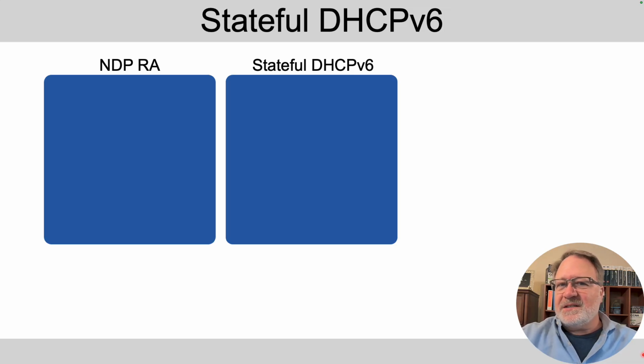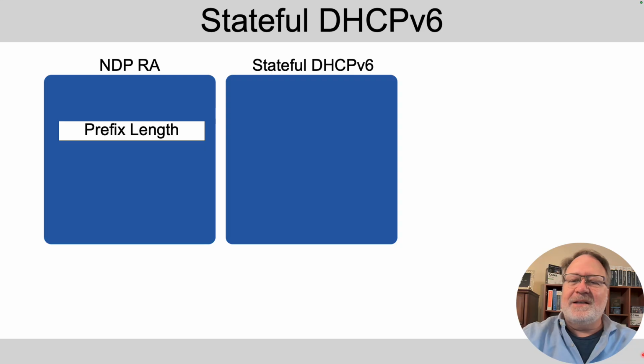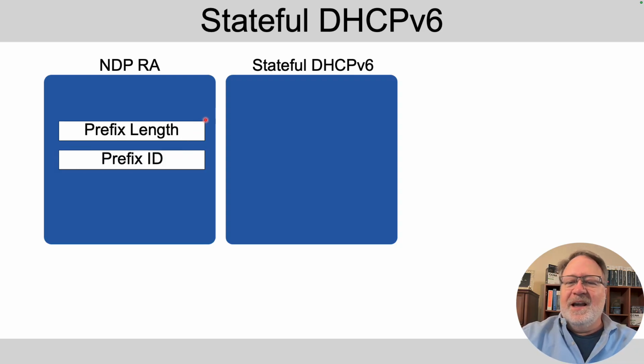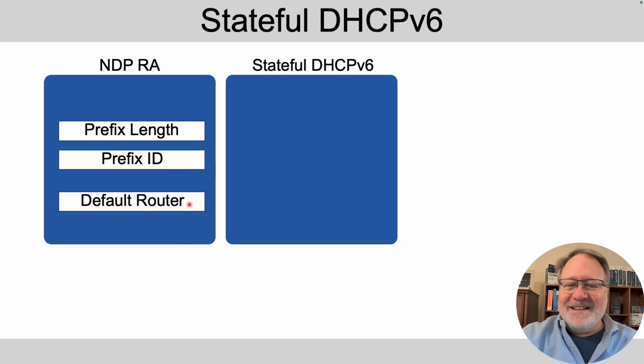So with version 6, here's what happens. First off, not using DHCP, clients learn the prefix length, that is the mask to use in a subnet, and the prefix ID and the default router address without even using DHCP. All that's learned from the NDP router advertisement message.